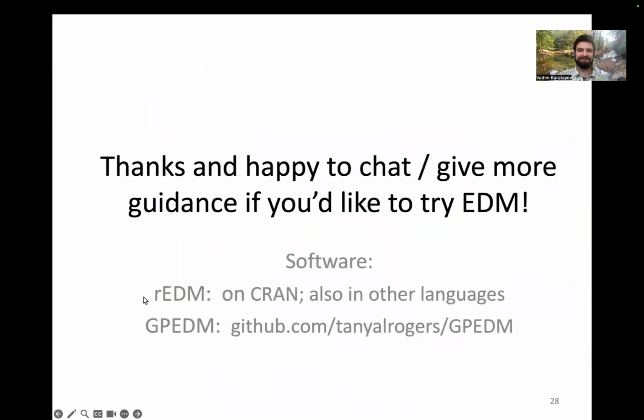So this is how it works. These are some of the questions that you can answer with EDM. And here's the software I use in R to do this.